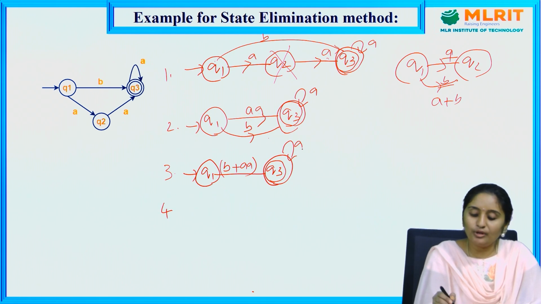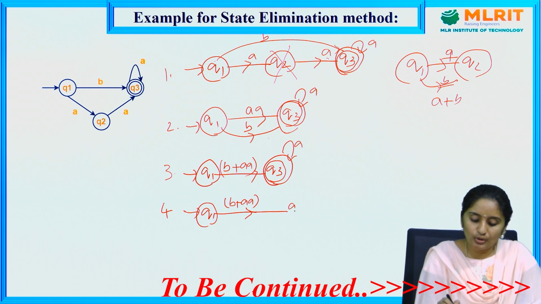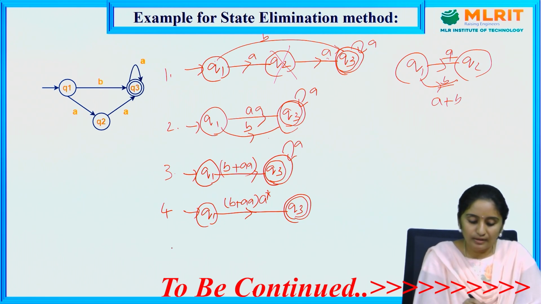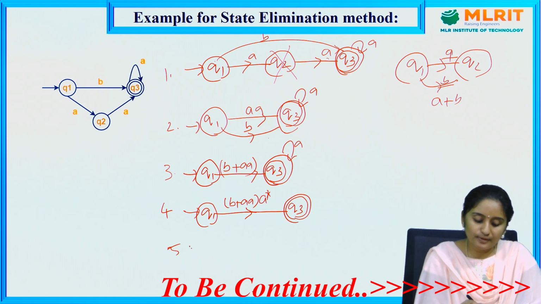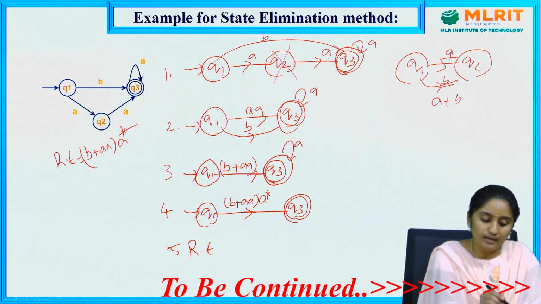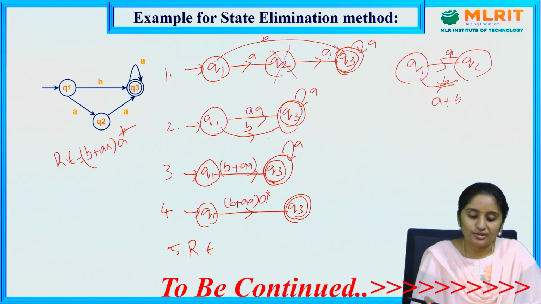Now I am going to remove this whole star also. So Q1, B plus AA, Q3, A star. So this is our regular expression. Only two states are there, the start state and the final state. So the regular expression for this finite automata is B plus AA, A star. This is the state elimination method. Thank you.